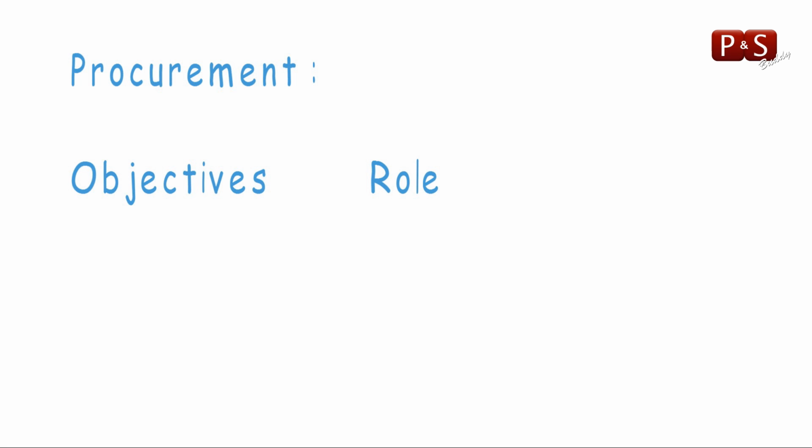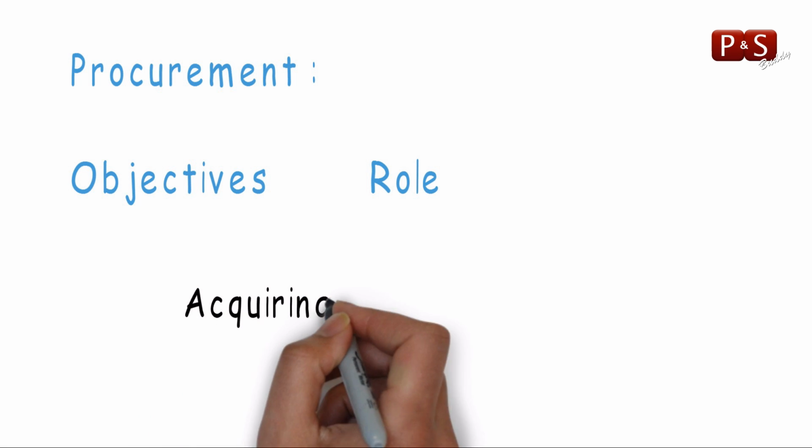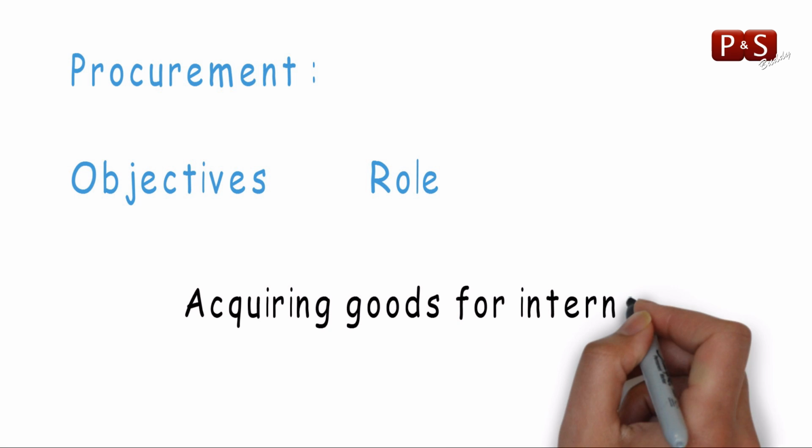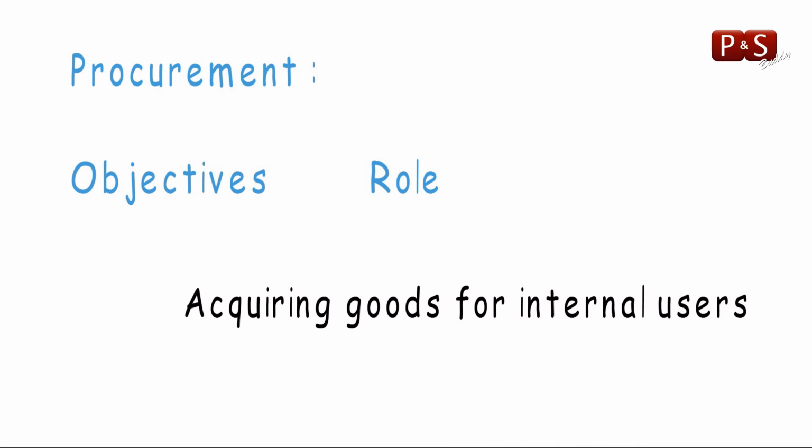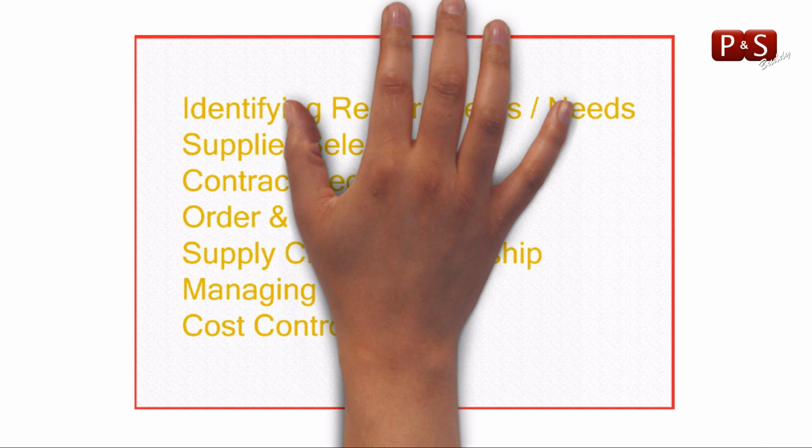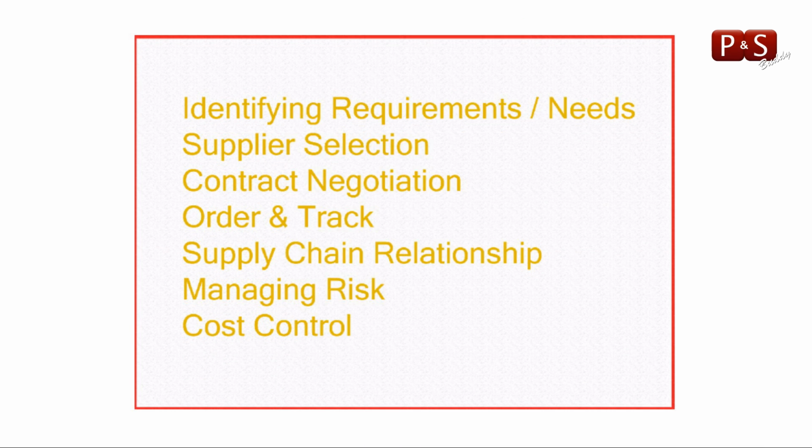In simple terms, procurement is acquiring goods or services required by various internal departments. But it is really much more than merely obtaining goods in response to internal needs. Procurement deals with some major matters: identifying requirements, selecting suppliers, negotiating contracts, ordering and tracking, maintaining fruitful long-term relationships with supply chain partners, risk management, cost control or cost reduction.